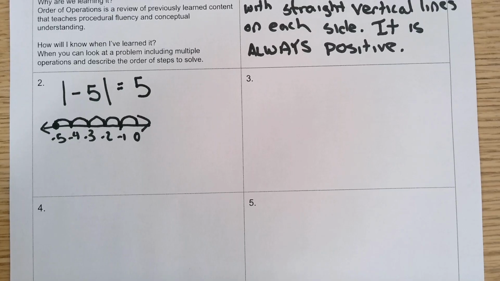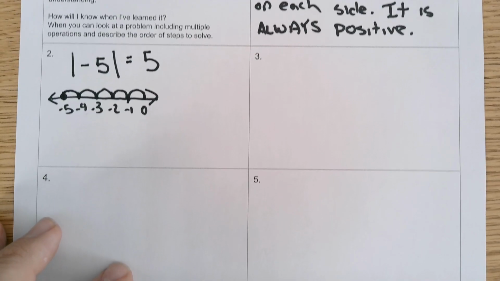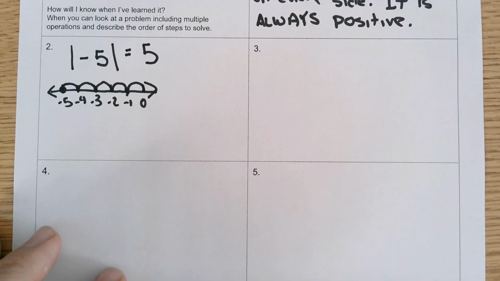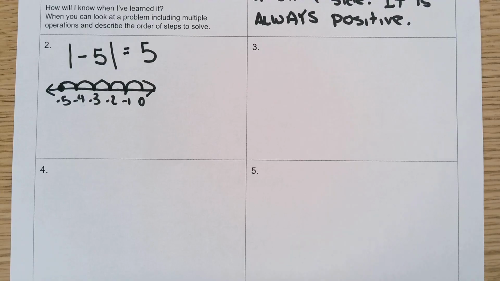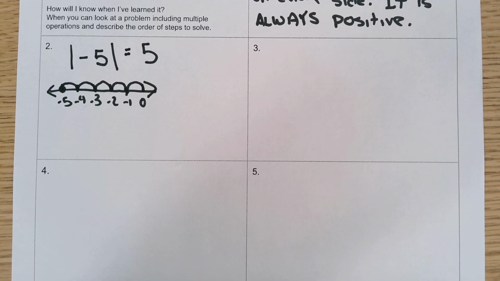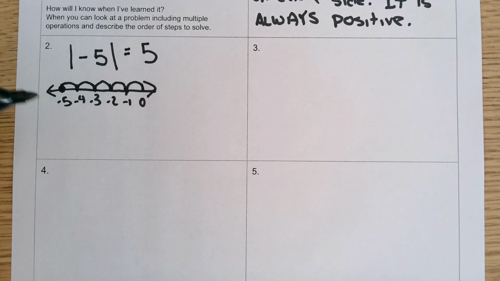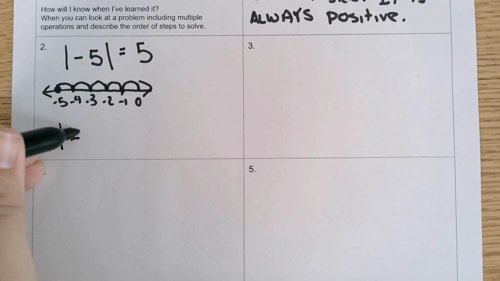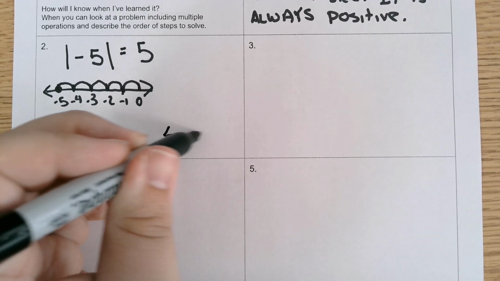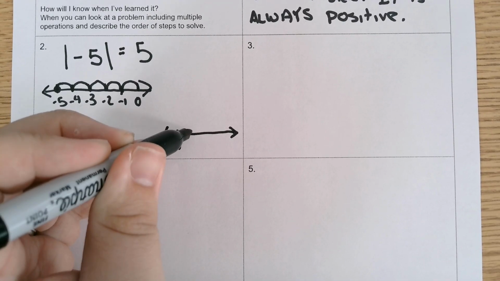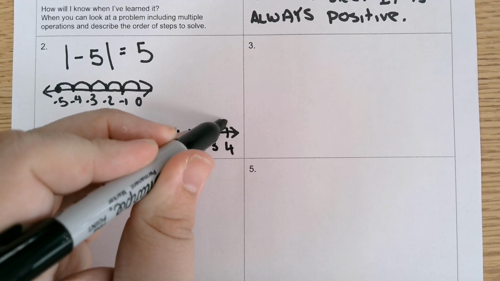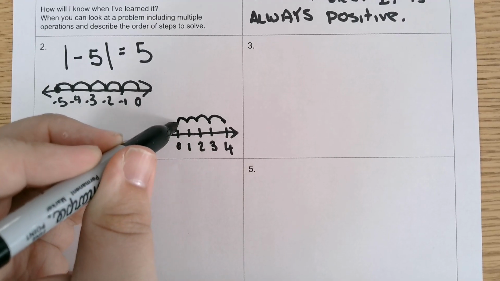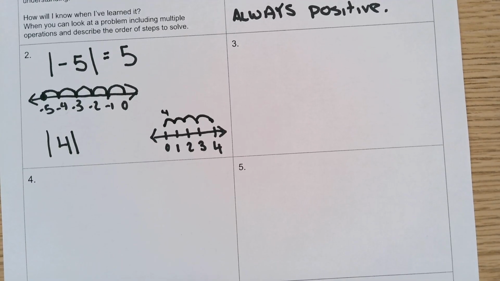And that's it. Most of the time, I would say close to 99% of the time, if you're just taking the absolute value of a single number, it will just be the positive version of that number. So, for example, like I said, the absolute value of -5 is 5. The absolute value of +4, now we're going the other way, 0, 1, 2, 3, and 4. You start at 4, and you go 1, 2, 3, 4. It's still 4.